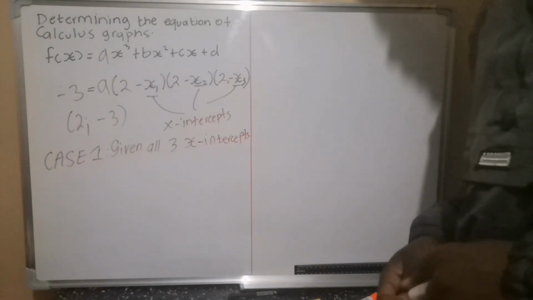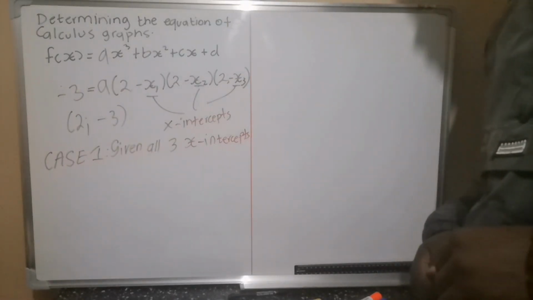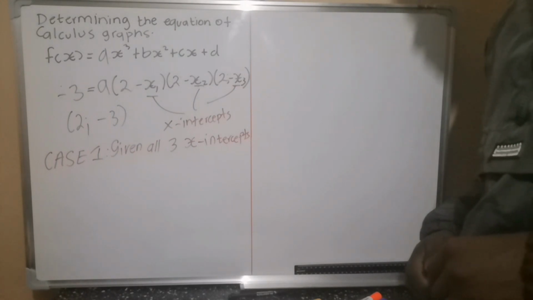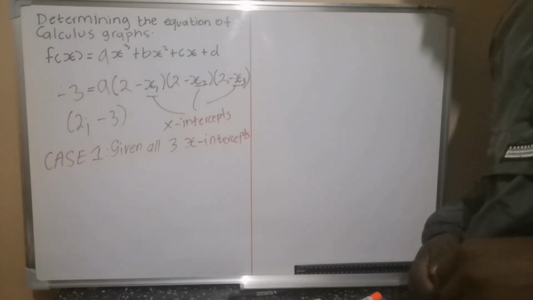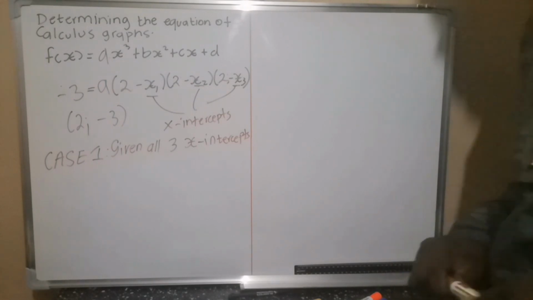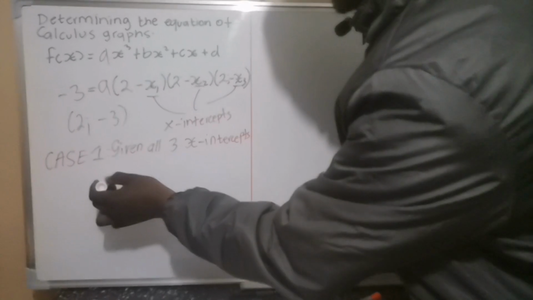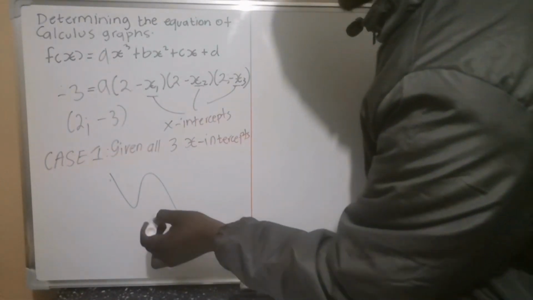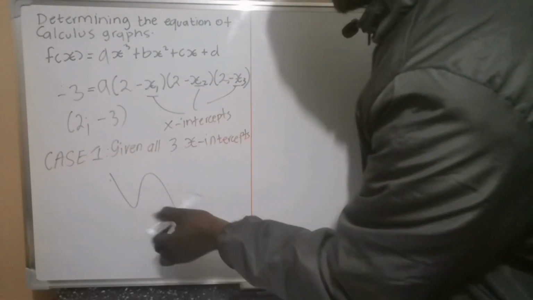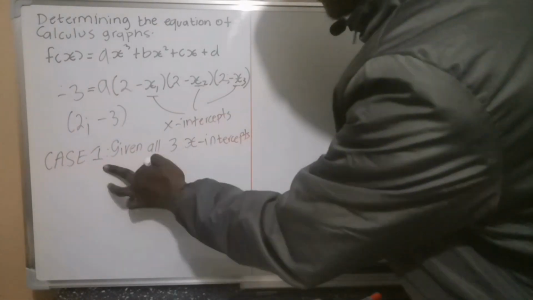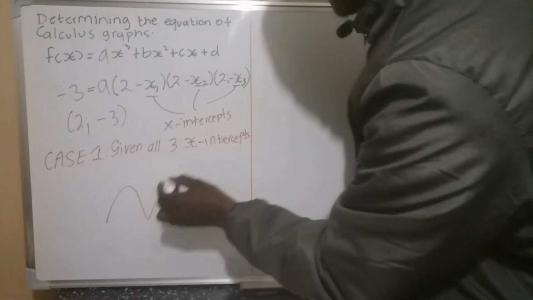Now guys, when we are given a graph with one of its turning points on the x-axis, sometimes they can give you a graph like this one.